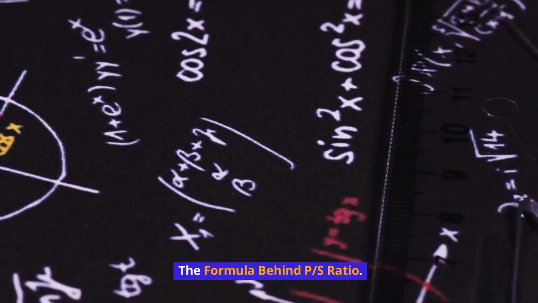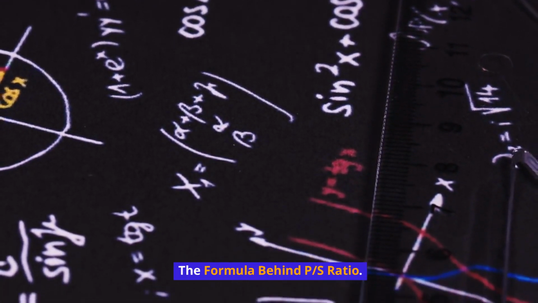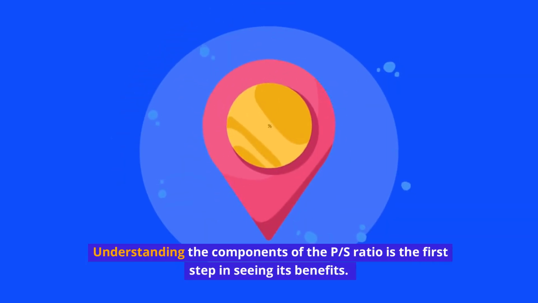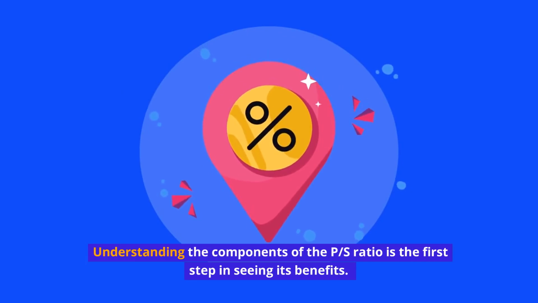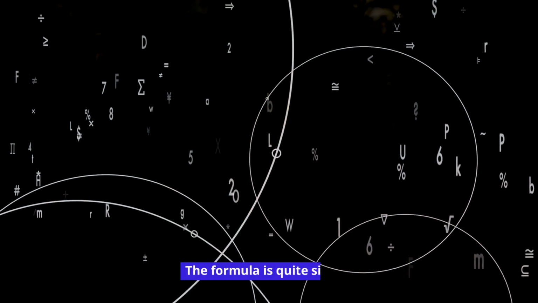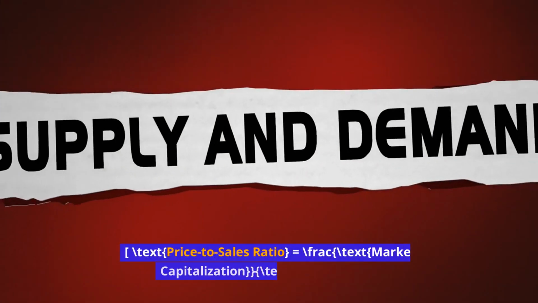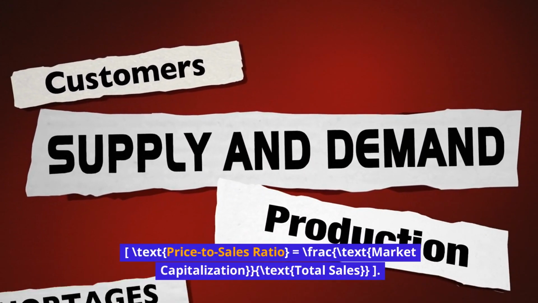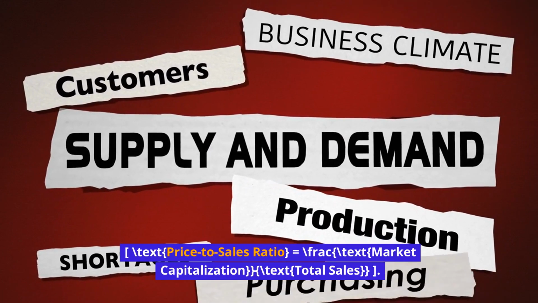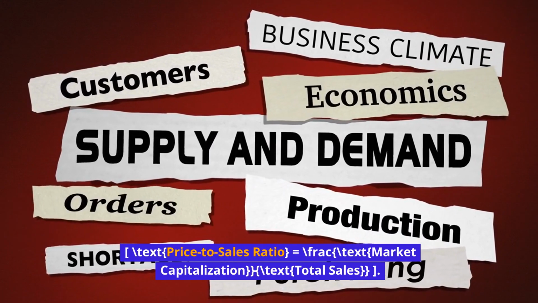The formula behind the P/S ratio. Understanding the components of the P/S ratio is the first step in seeing its benefits. The formula is quite simple. Price to sales ratio equals market capitalization divided by total sales.